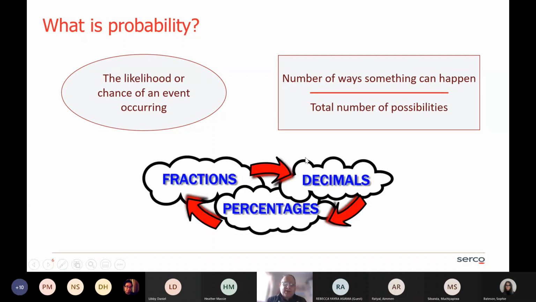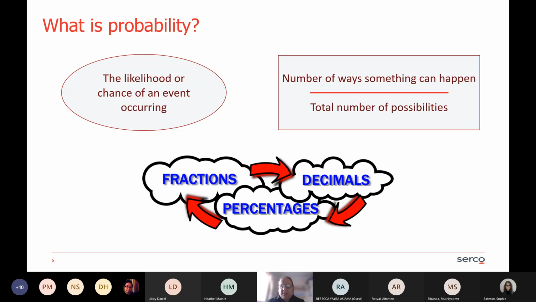With probability, there are 3 ways of reporting probability, of giving your answer: either as a fraction, a decimal, or a percentage, and all of them are correct. Something can have a 1 in 2 chance, 1 over 2, which is the same as the decimal 0.5, or as a percentage, that would be 50%. Unless the question specifically says it wants a fraction, a decimal, or a percentage, any of those is fine.